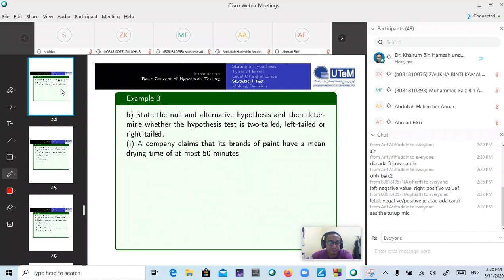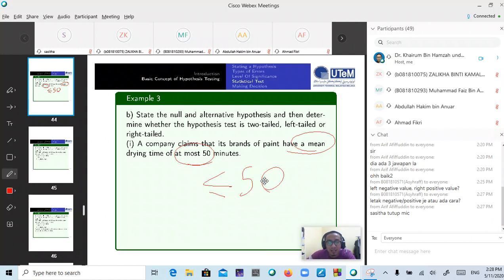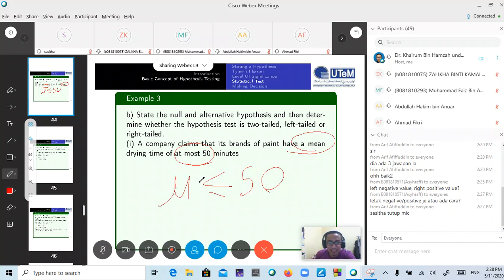Next. State the null and alternate hypothesis and then determine whether the hypothesis test is two tail, left tail, or right tail. So here you want to identify the hypotheses H0 and H1. Read the question first. A company claims that its brand of paint has a mean drying time of at most 50. So at most, what is the symbol? At most is less than or equal to 50. So this one is mu less than or equal to 50.